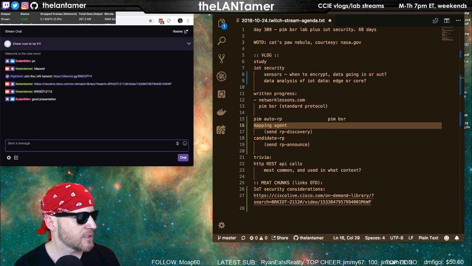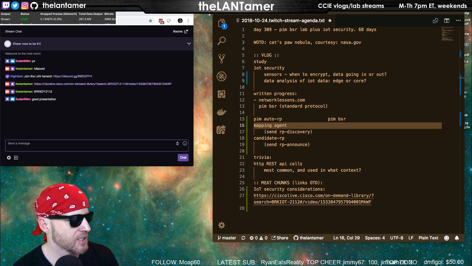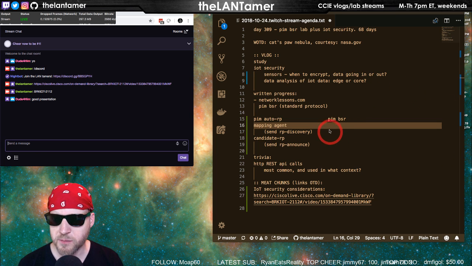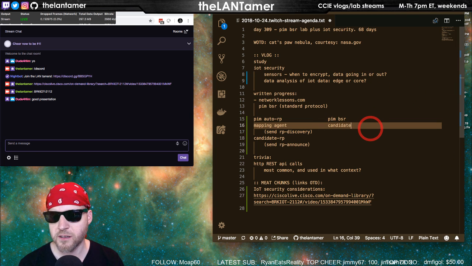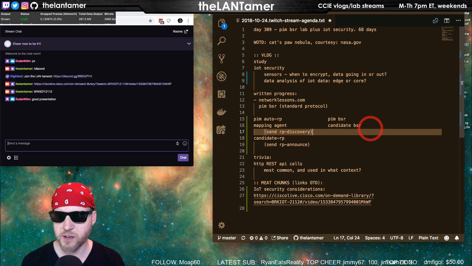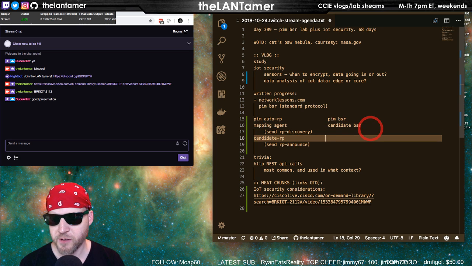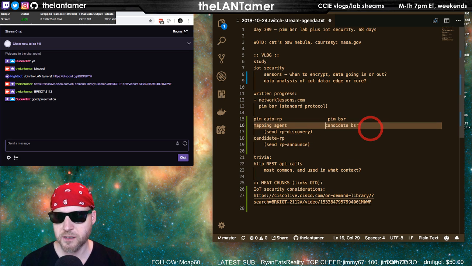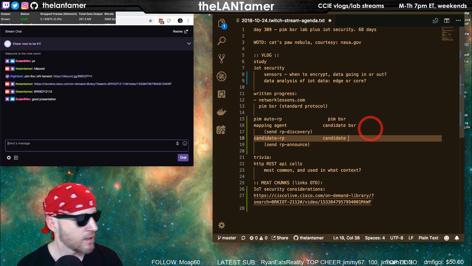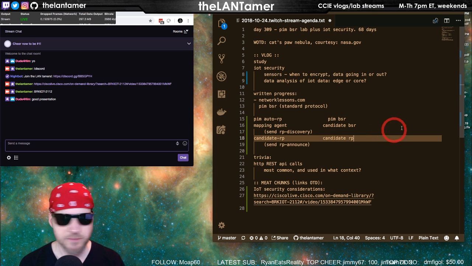Whereas in PIM-BSR, we have some slightly different terminology. Here we go. So we have the candidate BSR, candidate bootstrap router, and we have the candidate RP.